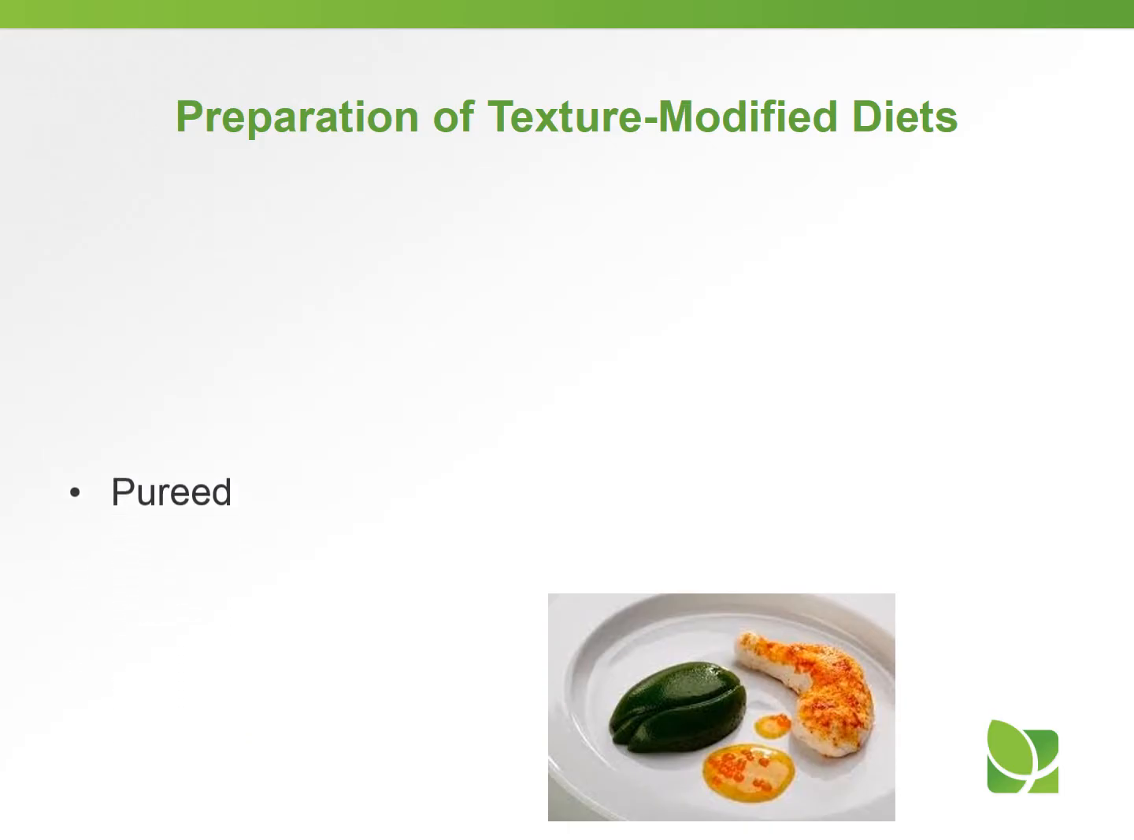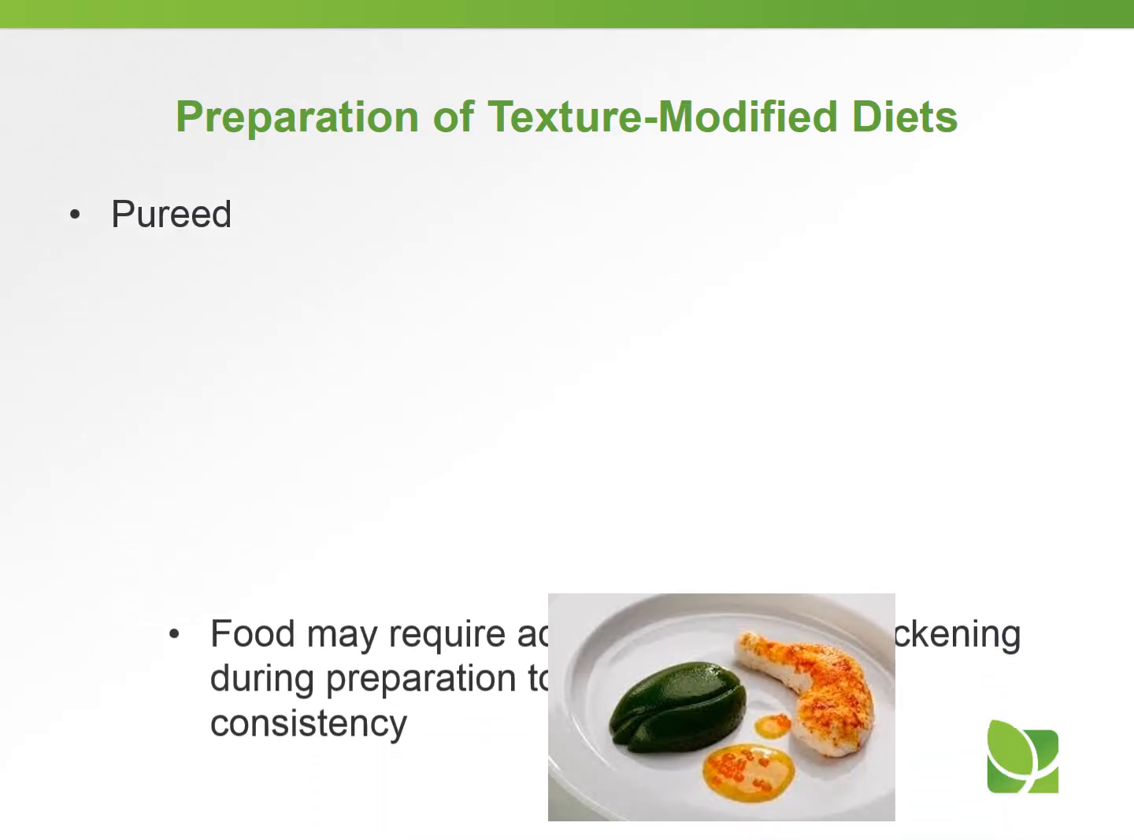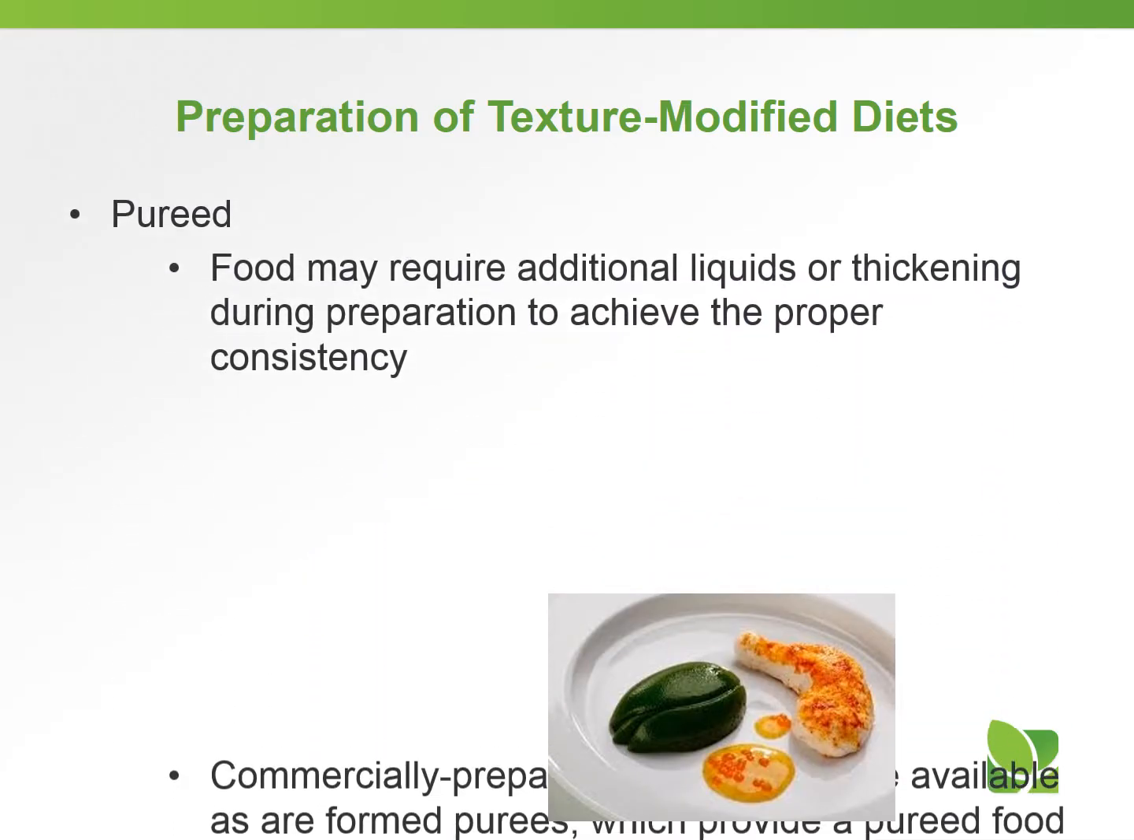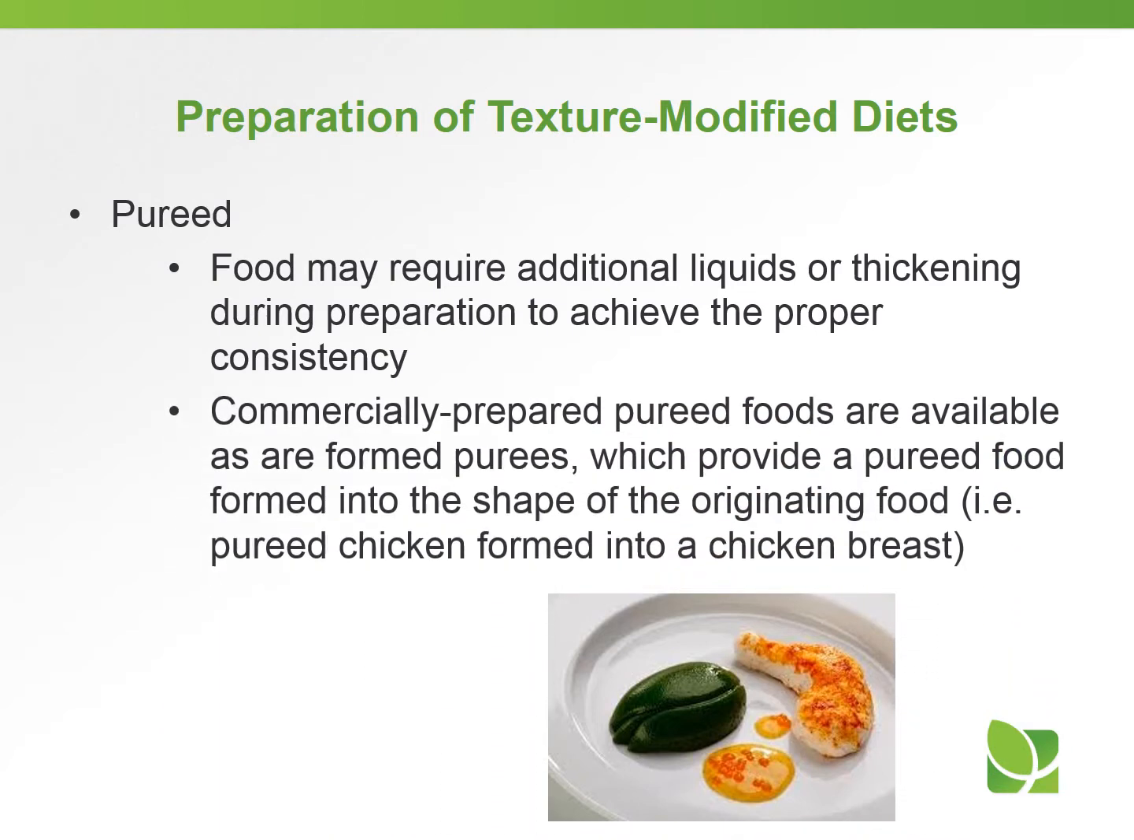Preparing your puree food, you may need to add additional liquids such as milk or broth or a thickening agent during your preparation to get that proper consistency. Now there are already commercially prepared puree foods that are available, and they provide a puree food that's formed in the shape it originates in as food. For example, chicken is actually formed into a chicken breast.